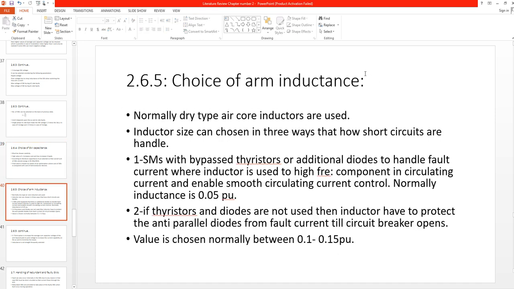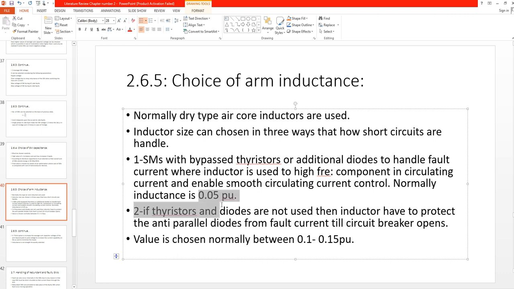Choice of the arm inductance. Normally dry type air core inductors are used, and the inductor size can be chosen in 3 ways, based on how short circuits are handled. First, submodules with bypass thyristors or additional diodes handle the fault current, where the inductor is used to filter high frequency components in the circulating current and enable smooth circulating current control. Normally the inductance size is 0.05 per unit.